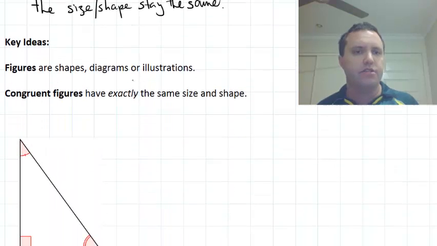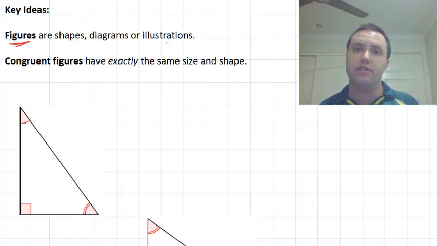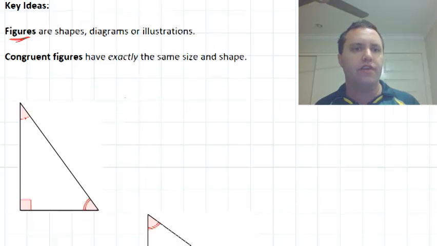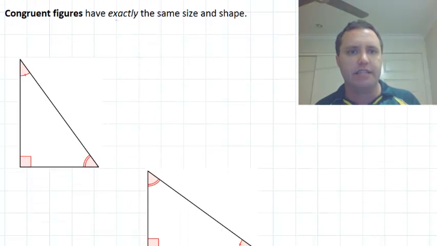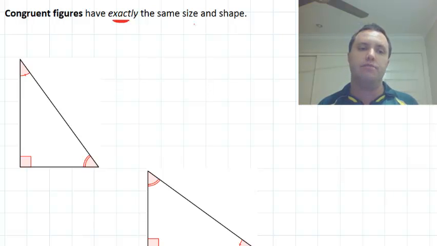Key ideas. A figure is a shape, diagram, or illustration. Basically anything that looks like a shape in a picture is usually called a figure. Congruent figures, as we said before, have exactly the same size and shape. When the points are moved from one place in space to another, the distances between those points stay exactly the same. That's our idea of congruence.